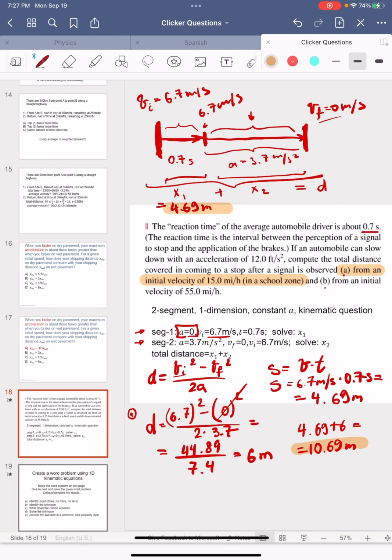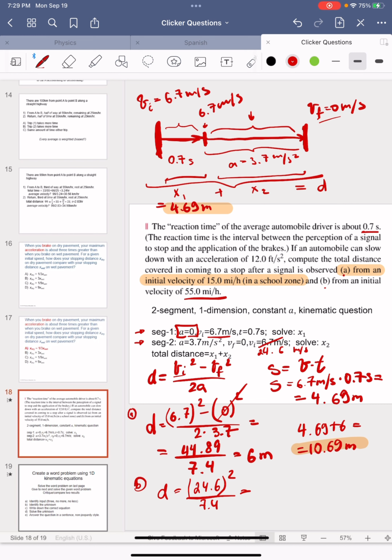Now initial velocity is 55 miles per hour, and we need to translate it to meters per second. So here instead of 6.7, we'll have 24.59 meters per second, or 24.6 meters per second. So part B, we have distance. Initial speed will be 24.6 squared. I'm not going to include V final because it's still going to be 0 as here. So I'll just write divided by 2A. But 2A is going to be the same as it was in the first part. So it's going to be 2 times 3.7, or 7.4.